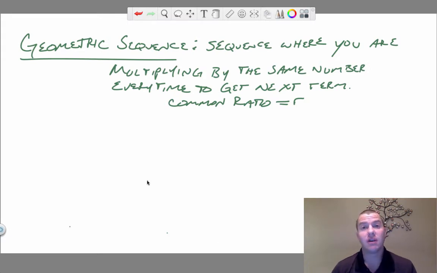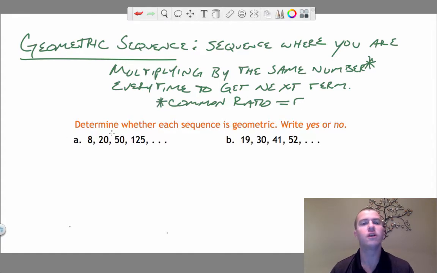A geometric sequence is when you're multiplying by the same number every time to get the next term. That number that you multiply by is called the common ratio, which we're going to use as r. To determine whether each sequence is geometric, in arithmetic you take a term and subtract the previous one. To find the common ratio here, you take a certain term and divide by the previous one. So if I do 20 divided by 8, that gives me the ratio between 8 and 20, and that reduces to 5/2.